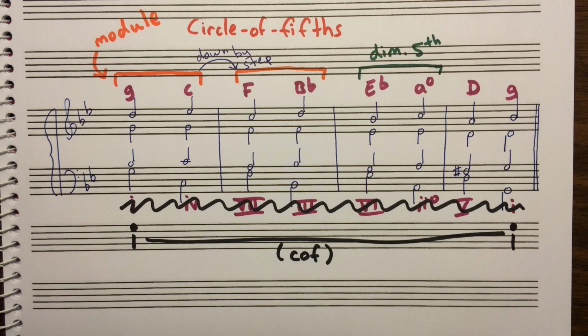So we'll label the first and last chord with Roman numerals and put a line in between indicating the sequence type. In this case, we'll write COF for circle of fifths.